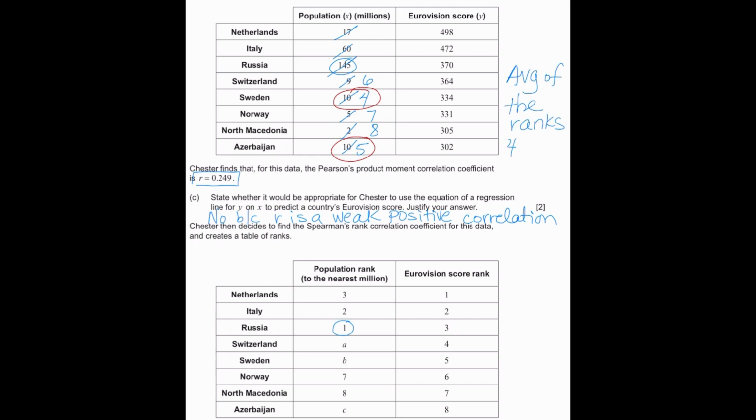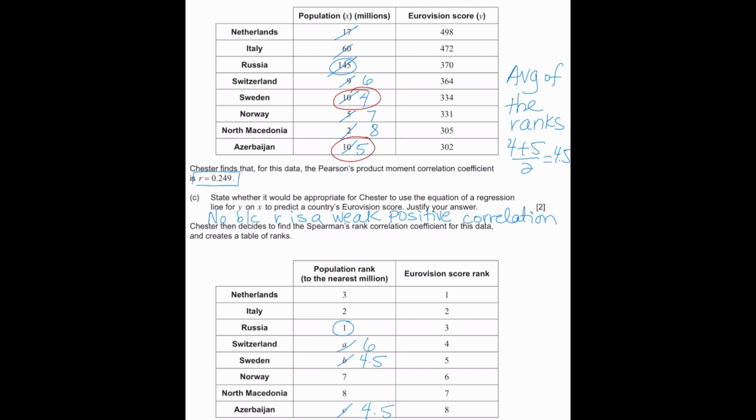So here 4 plus 5 divided by 2 is 4.5. If I had 3 values, like 3 tens, I would have continued ranking. So 4, 5, 6, for example, and then taken the average of 4 plus 5 plus 6 divided by 3, and that would have been the rank for each one of them. Right now, I'm going to make sure that B is 4.5, C is 4.5, and A, which is Switzerland, is going to be 6.